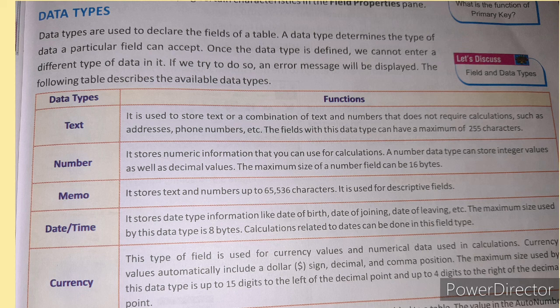Now we should learn the data types, children. Here one table is there. It describes the different data types. Here we have the different data types, and we should learn now what those data types are and their functions. The first data type is text.